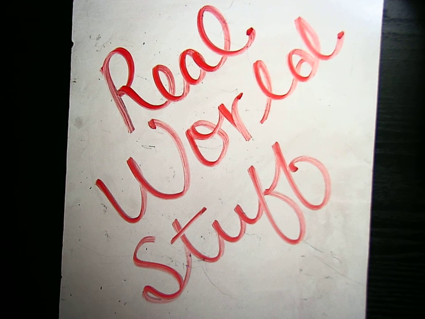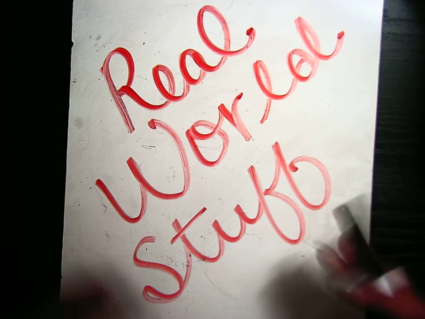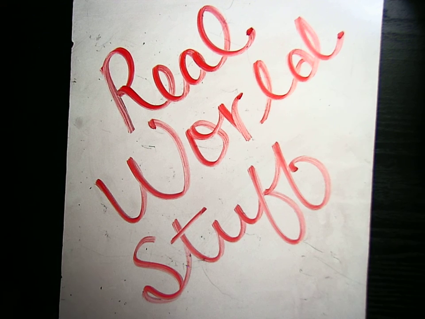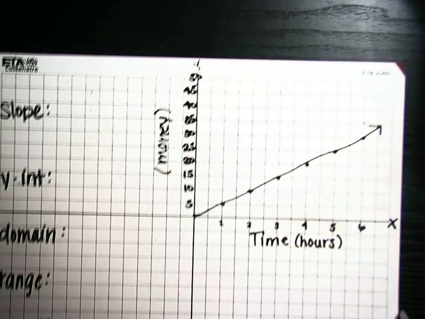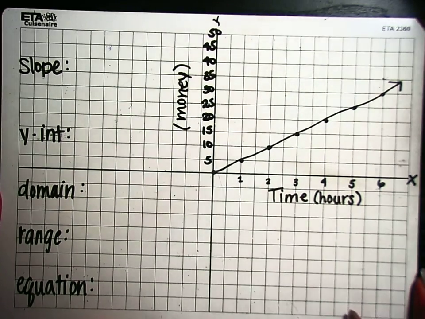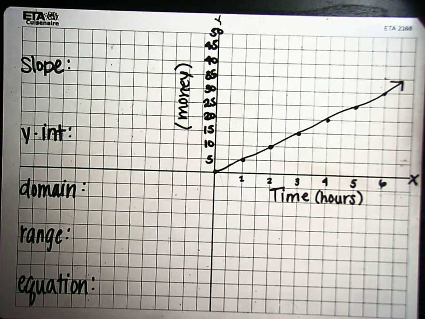In this video, we're going to start to look at some real world stuff. So we're going to see what those slope and intercepts and the domain and range mean in the real world. I've taken a problem and I've already made a graph for it. This problem represents how much money I get paid over the summer for tutoring.